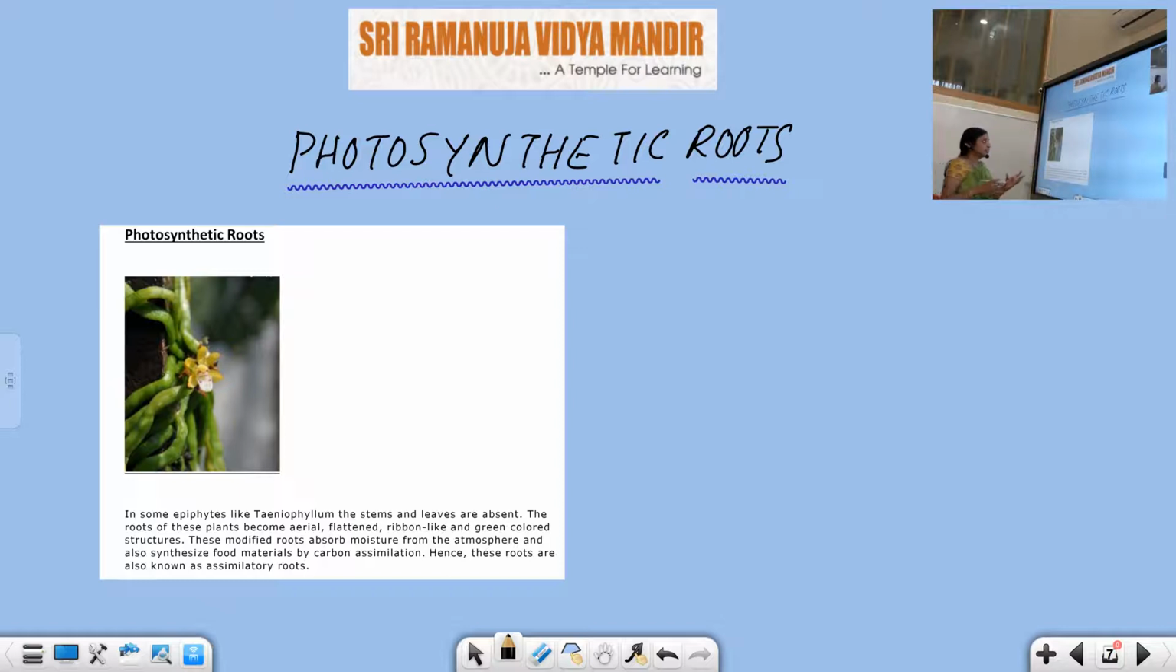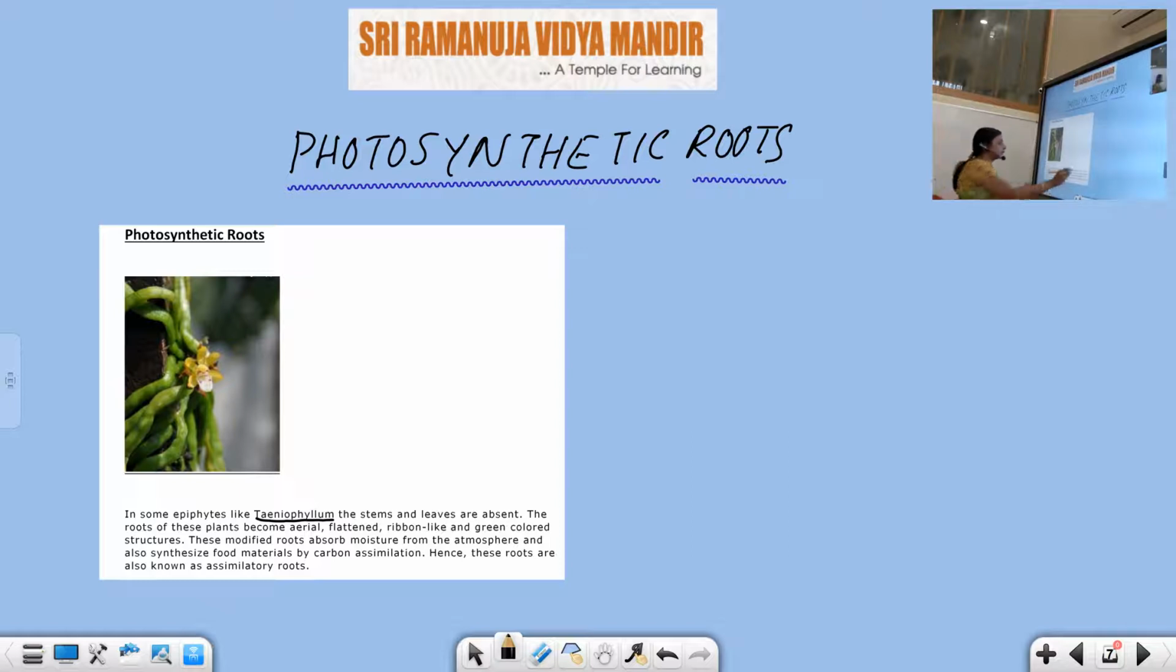How does it happen? So this is the diagram of Taeniophyllum. Taeniophyllum is an epiphyte. Epiphyte means a plant which grows on and takes shelter on another plant. So I have drawn a diagram of Taeniophyllum. And in Taeniophyllum, what happens? Stem and leaves are absent. So when stem and leaves are not present, how does the plant prepare food?